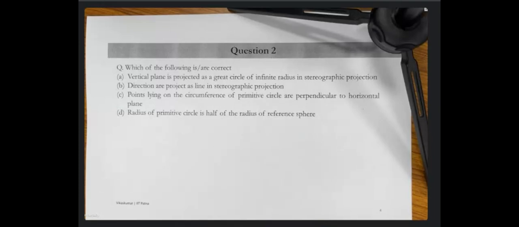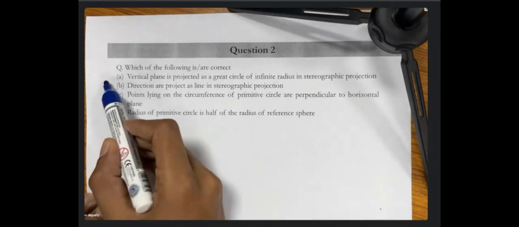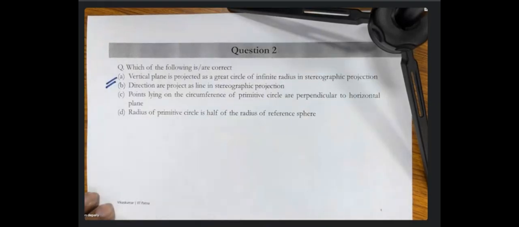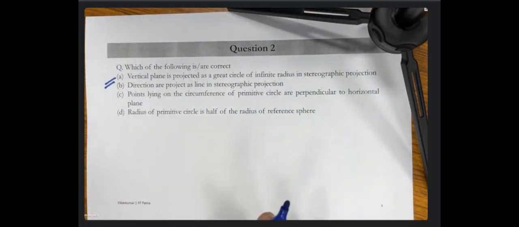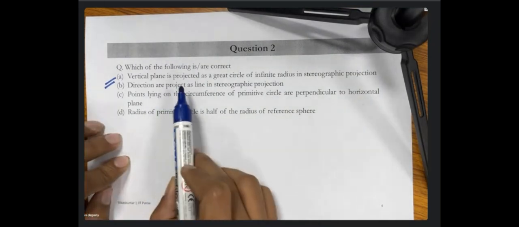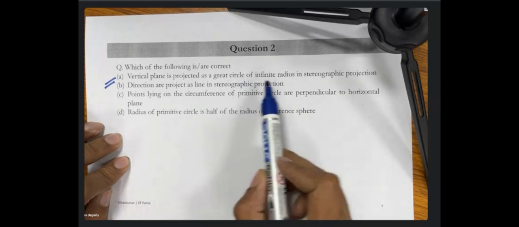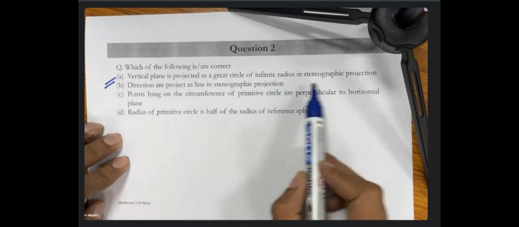Question number two has multiple parts in it: which of the following is/are correct. It means that multiple options can be correct. Let's focus on option A. We will not see the remaining options for the time being. We'll just focus on option A, what it is telling: a vertical plane is projected as a great circle of infinite radius in the stereographic projection.